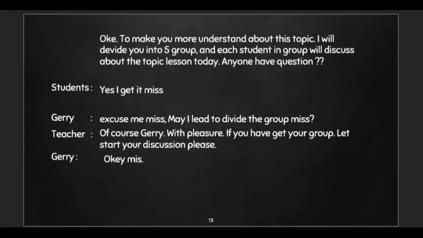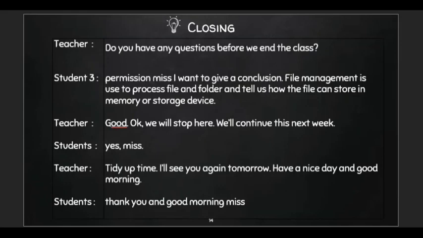Okay. This part is the core. It's the content about the lesson or topic that the teacher will teach in the class. So in this part, the teacher will tell the students all about the material. And the last part is closing. Closing is the content about the conclusion, summary of the lesson, and also giving the task or exercise.